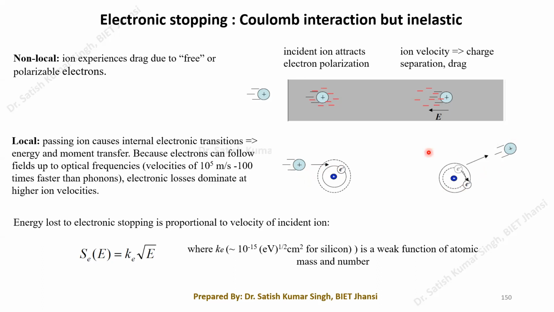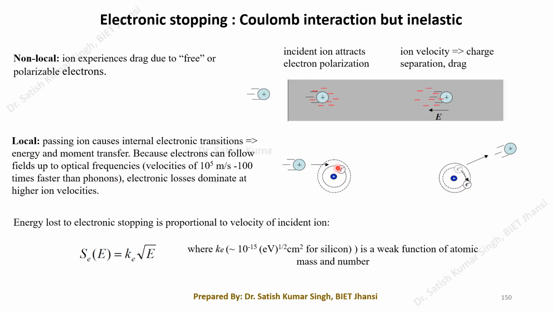So normally one thing that we have to remember is that the deflection of the path due to this local electronic interaction, as compared to nuclear stopping, is very small. Okay, normally it is very small. Fine. So this way it is going to interact.